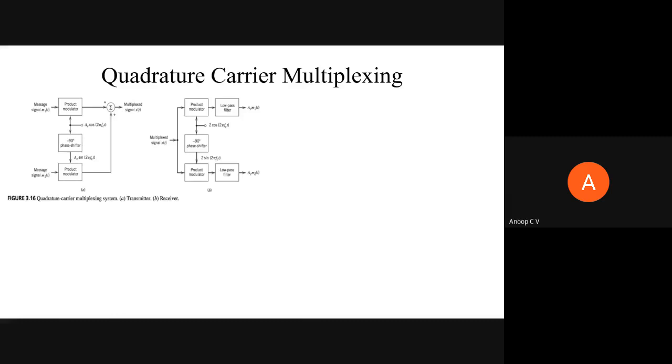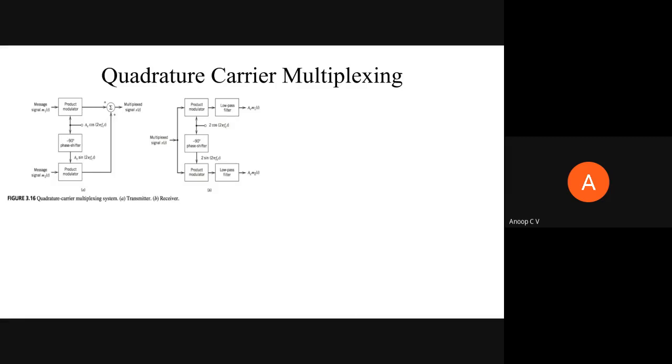Right. So after this quadrature carrier multiplexing, we have only two more topics. Maybe we'll finish that tomorrow. So tomorrow officially we'll conclude module one. After quadrature carrier multiplexing, we have single sideband modulation and vestigial sideband modulation. Those things we have already discussed many times in two different sessions, while we were doing a comparison between different types of amplitude modulation schemes. So I think we'll be able to discuss it and finish easily.